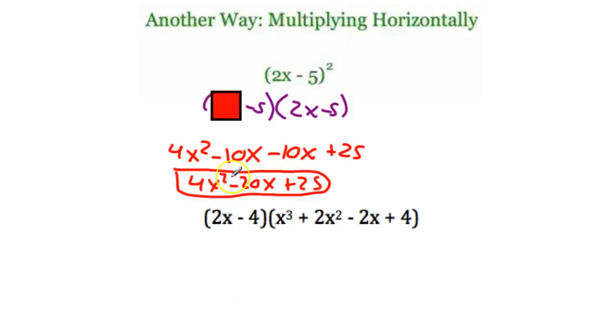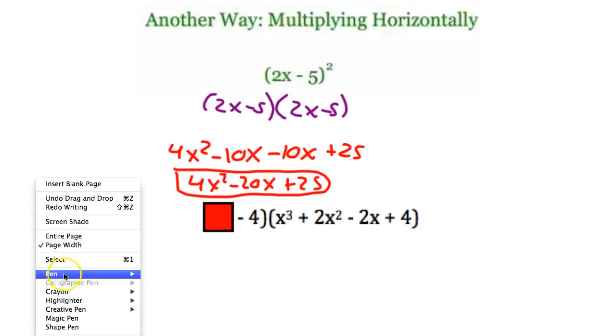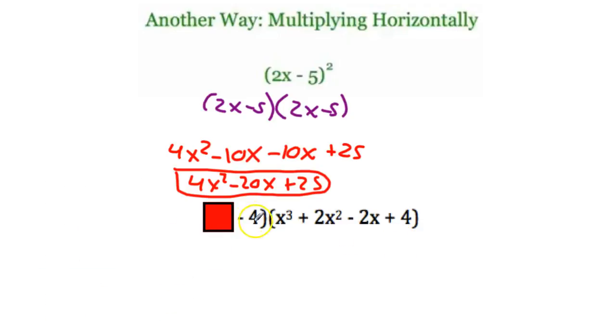There we go. So, same thing. There's a lot more terms in this polynomial. So I'm going to start off with covering up this 2x, and I'm going to do the negative 4 first. So I do negative 4 times everything. Negative 4 times x cubed is negative 4x cubed. Negative 4 times plus 2x squared, negative 8x squared. Negative 4 times negative 2x is plus 8x. Negative 4 times plus 4, that is minus 16.